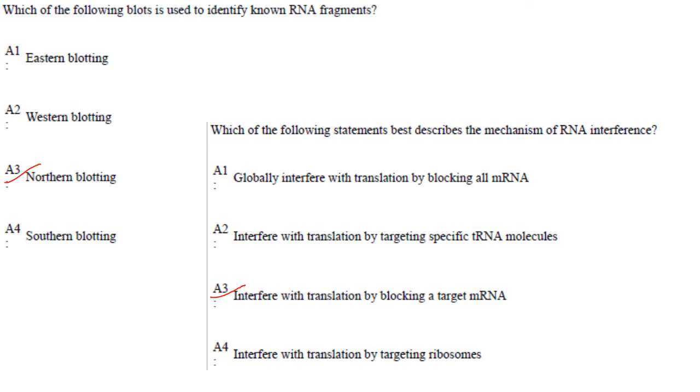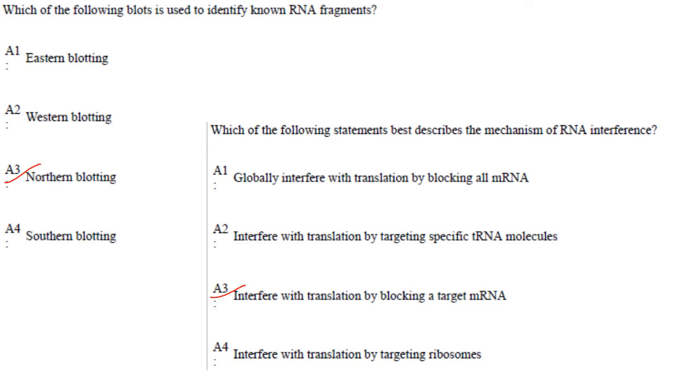Then next one, which of the following statements best describes the mechanism of RNA interference? Now RNA interference utilizes small RNA molecules, that is miRNA or siRNA, to target specific molecules of mRNA and thereby repress their translation or cleave them into short fragments. That is what is happening in RNAi.